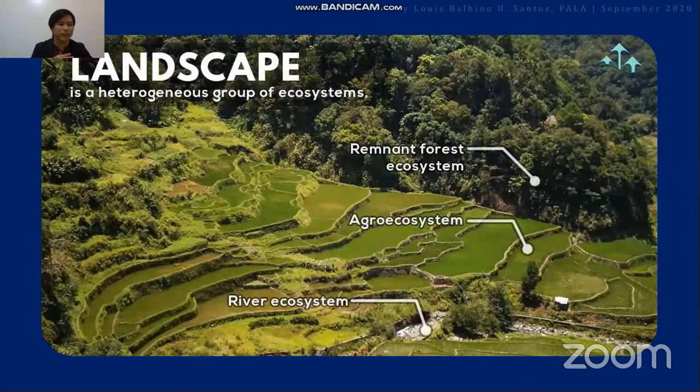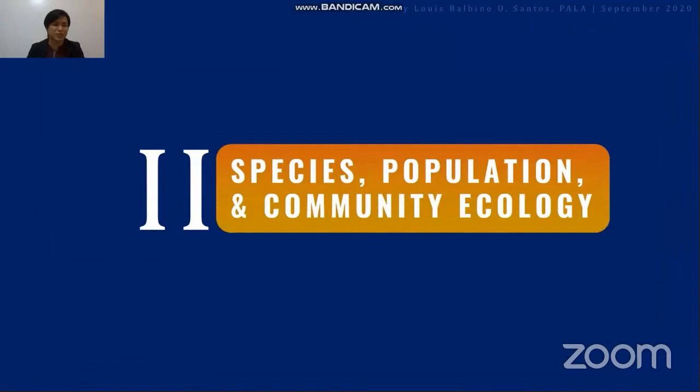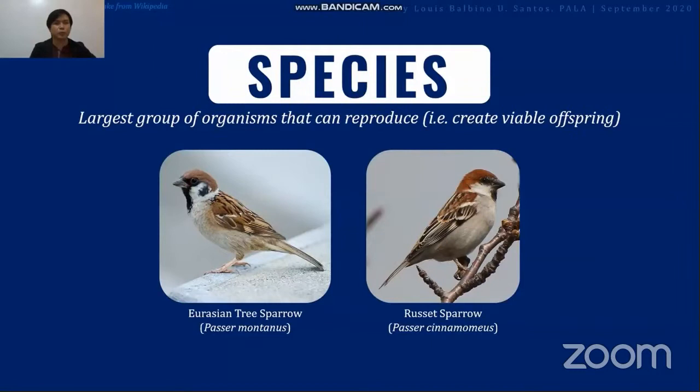And by basics, I mean it's very basic, as in species, which are the largest groups of organisms that can reproduce, or that is to create viable offspring. You can see here that both of these are Maya birds, or sparrows in English. The one on the left is Passer montanus, that's the one we find here in the Philippines. But this sparrow, Russet sparrow, is one that's found in the mainland. This Eurasian tree sparrow is actually introduced in the Philippines. So its natural habitat is also in the Europe and Asian mainland.